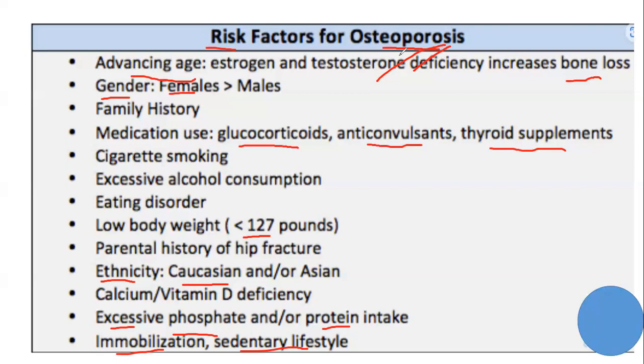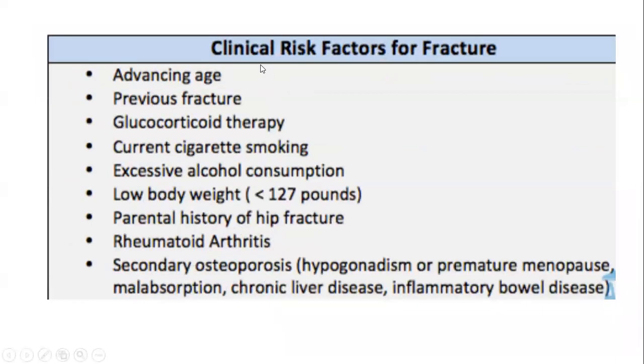And what next? Next here, clinical risk factors for fracture. What are the common causes of fracture, right? This is here advanced age group, or the patient has a previous history of fracture. So the person who has a previous history of fracture has a chance, one of the risk factors again, for fracture.